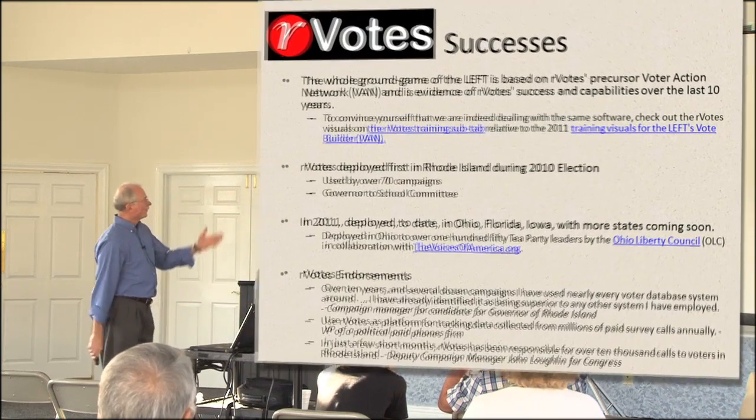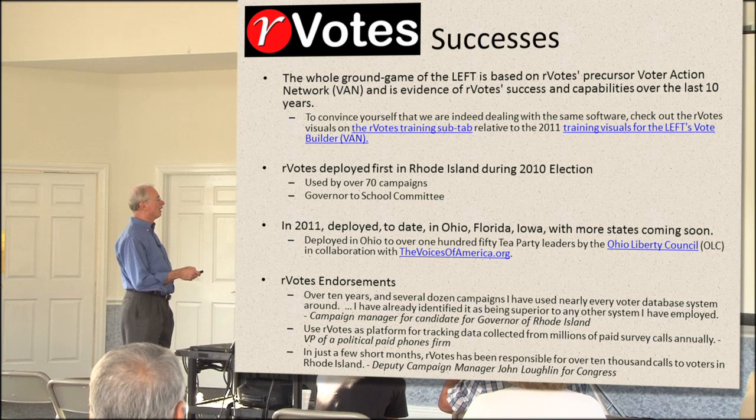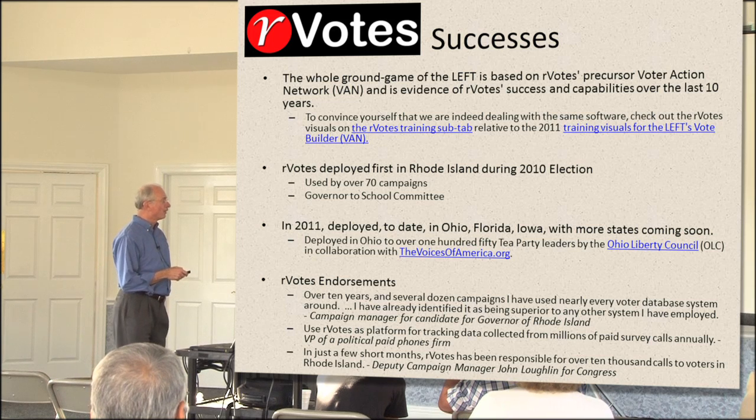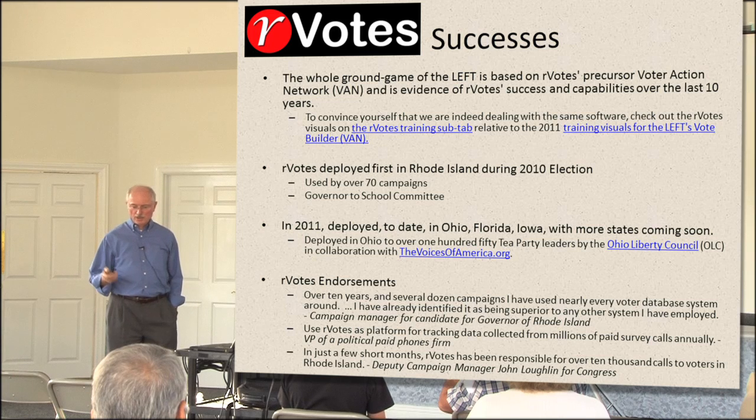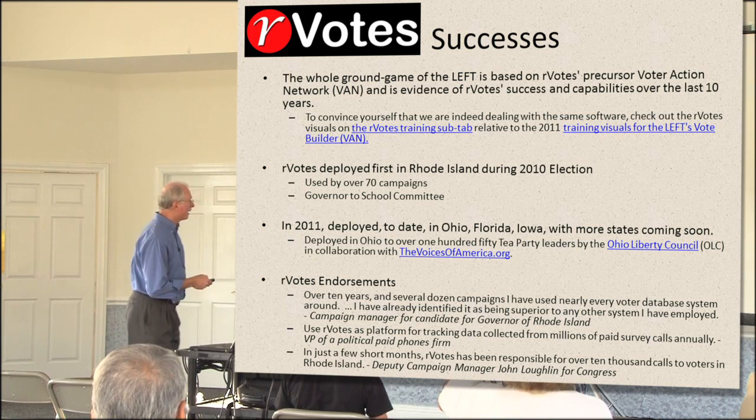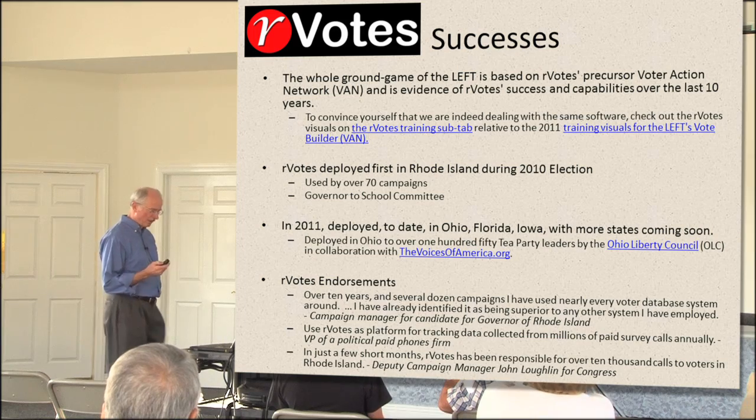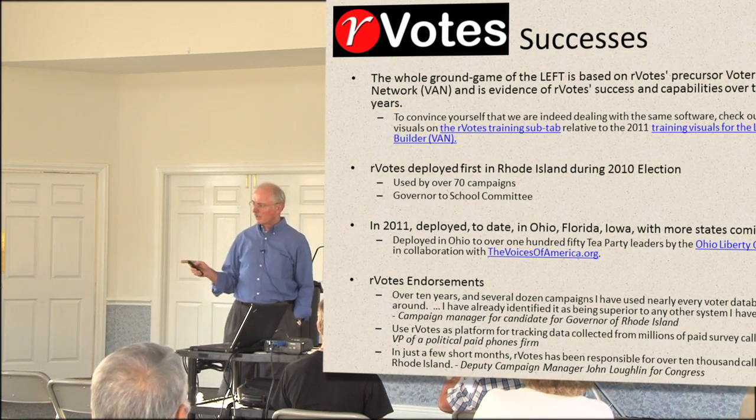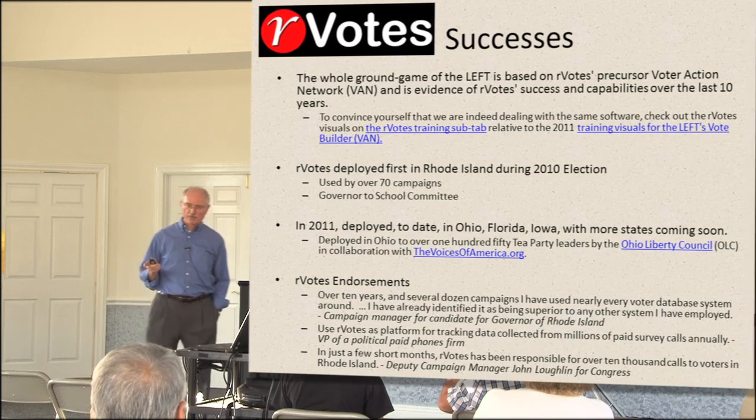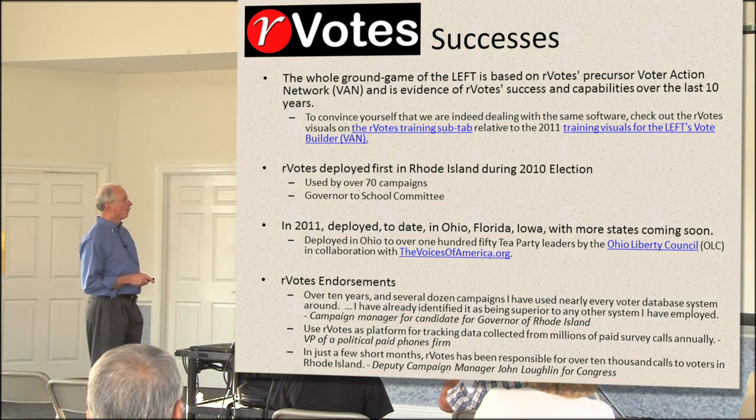So, like I said, the left has been using it. In Rhode Island, Steve Adler, when he first emerged, he lives in Rhode Island. So in Rhode Island, the GOP and Tea Party types used it in 70 campaigns there, including the guy who ran for governor. He lost, but they all did very well, considering it's predominantly a blue state, okay? I mean, they're in worse shape than most of the states. It's been deployed now in Ohio.